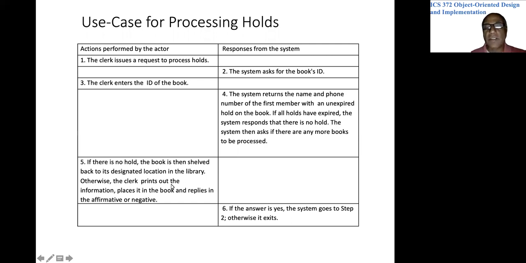But the third thing is the system has asked if there are more books to be processed. So this clerk has to look at the pile of books that were put in this stack on his or her table and see whether there is one more book that had a hold. And then the clerk would answer yes or no. If the answer is yes, then the system has to process one more hold.